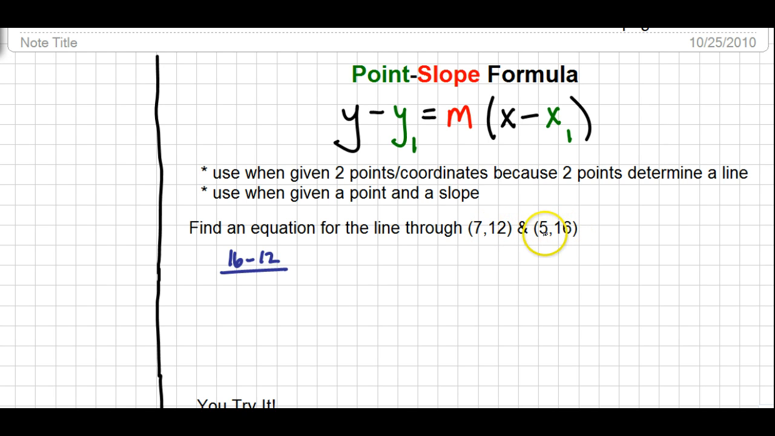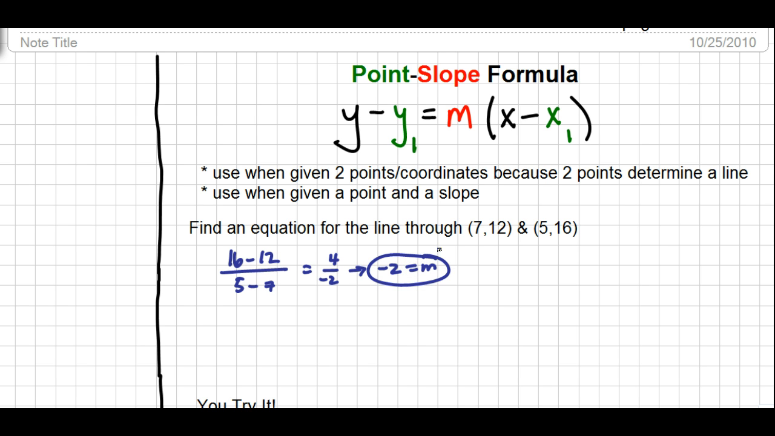So I'm going to do y2 minus y1 over x2 minus x1. The order here does matter. If you have the numbers in the opposite order of what I have, that's fine, but you need to have 16 minus 12 or 12 minus 16, and then the x values need to follow suit. So in this case, the 16 and the 5 need to be above each other, just like the 12 and the 7 are above each other. So when we subtract there, I get 4 over negative 2, so I get a slope of negative 2. So that's going to be my m value.